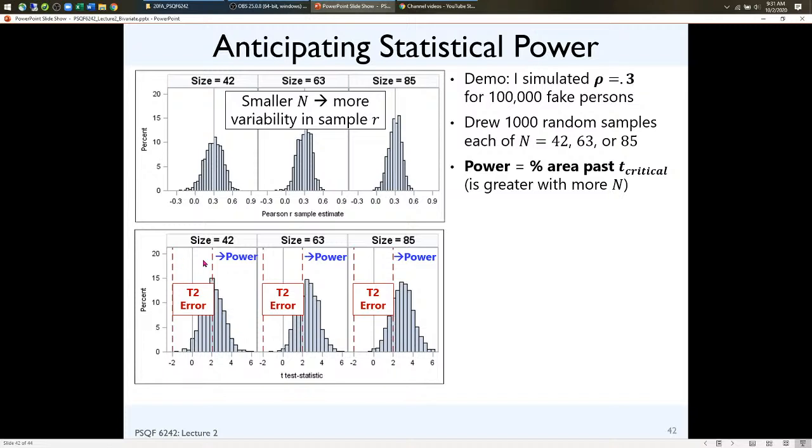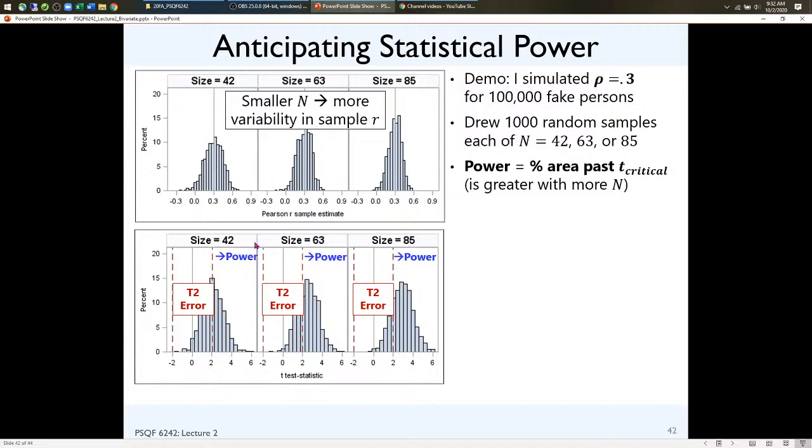So this is our type 2 error range. For the samples that did cross the dividing line, where a t-test statistic would be positive, so a t greater than 2, the proportion of replications where we would reject the null hypothesis, we would say the correlation is different than 0, this is our statistical power.